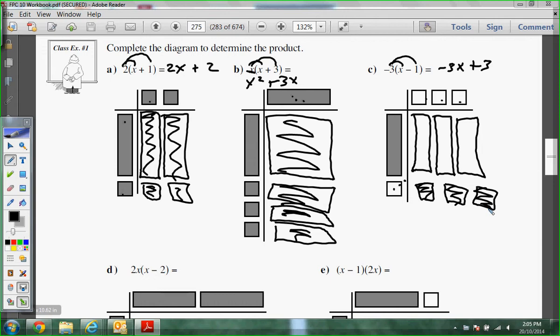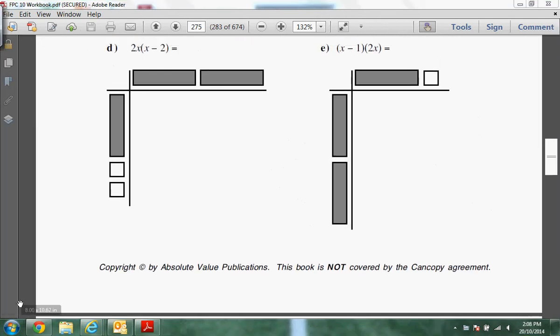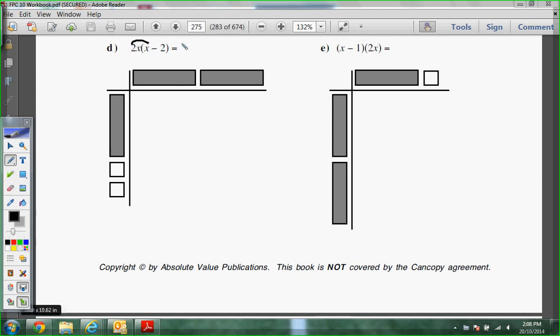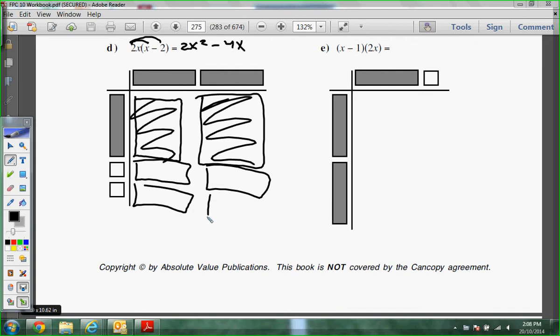Any questions so far? Probably pretty basic so far. Okay, so then right here on D, 2x times x is 2x squared, right? Because x times x, we know from our exponent rules, 1 plus 1 is 2. 2x times negative 2 is negative 4x. All right, visually, I have my 2 positive x squareds, and then a negative times a positive. I'm going to get my negative 4x's here that are white.